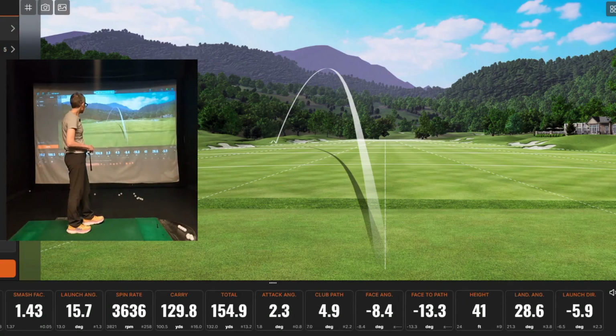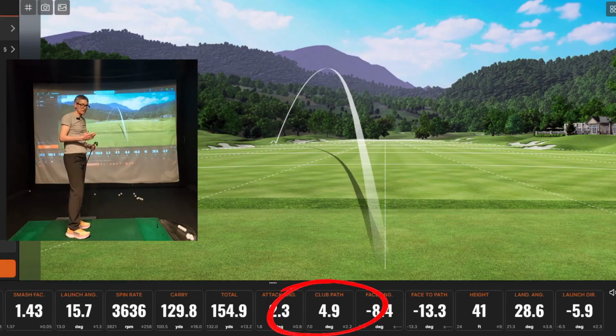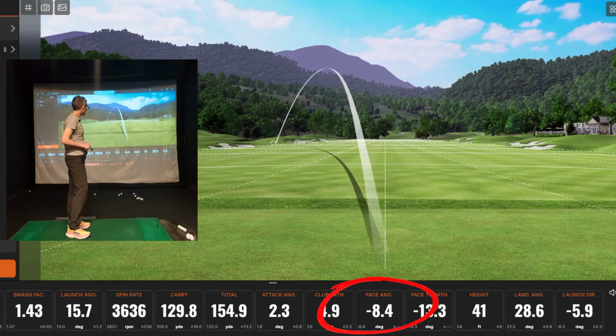Okay, here's a good one for us to look at. The club path here is 4.9 degrees to the right. With TrackMan, if it's a positive number, that means to the right. So my swing path is very much going in to out. If we have a look at the next number, face angle, minus 8.4. So relative to the target, my club face is closed, 8.4, it's a negative number. Face to path is 13.3 closed.